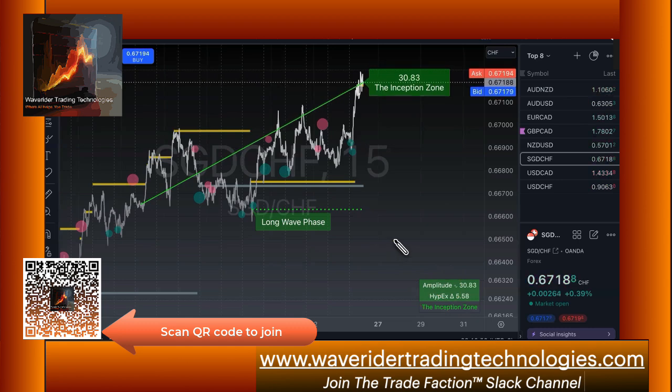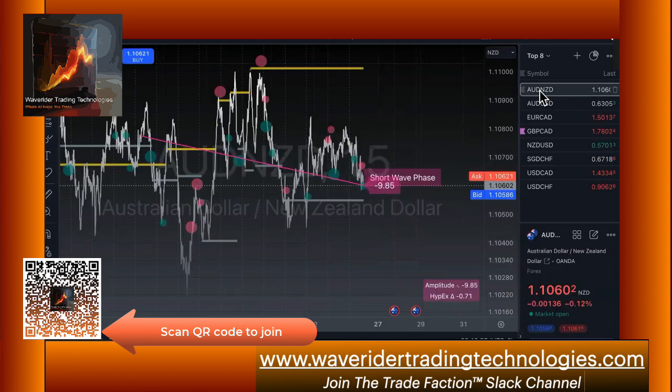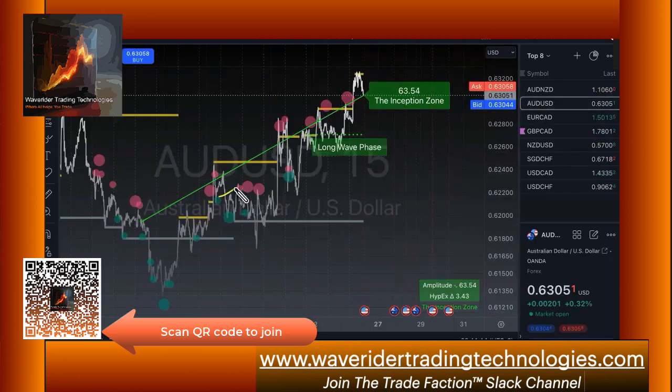All right, let's get back to today's work. So here are the instruments, starting with Aussie New Zealand dollar. And now that you all know what this means, we're in a downtrend. We're in a short wave phase, but we're not in the zone. And so there's nothing to do here. Aussie US dollar, we are in a long trend. We are in the zone and we are in a long wave phase. So we're waiting for a long sweet spot to form here to take a trade.